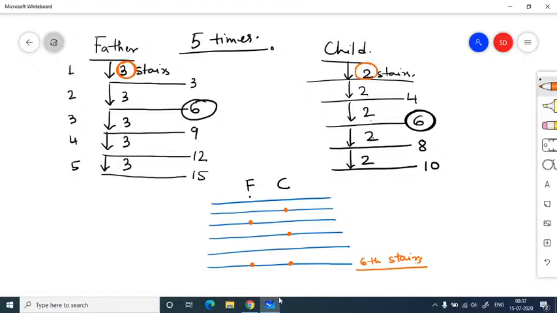So that is the LCM of 3 and 2. The number of times that they are jumping, that is different, but this multiple is same. And this is the first multiple where they are coming together. Again you see, if the child jumps again for the 6th time, he will cover 12 stairs and the father has already covered 12 stairs. So again in the 12th stair they will come together.